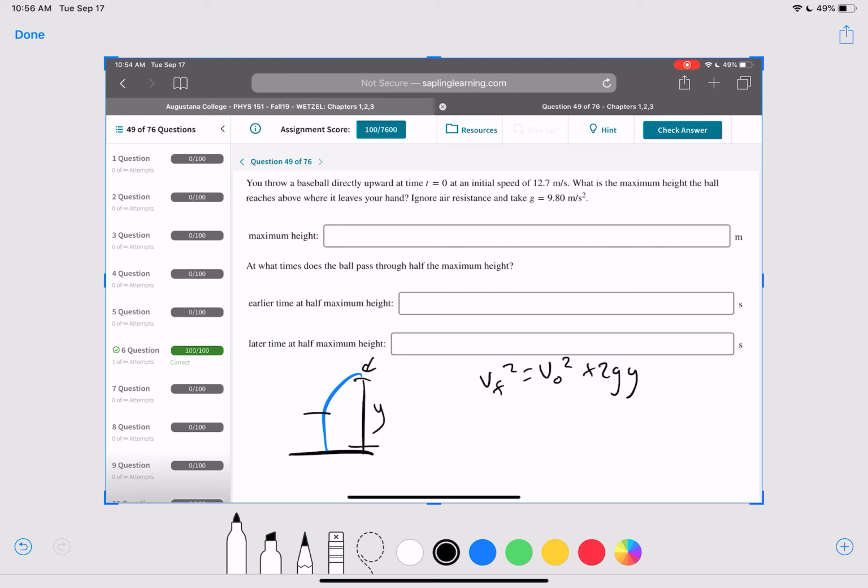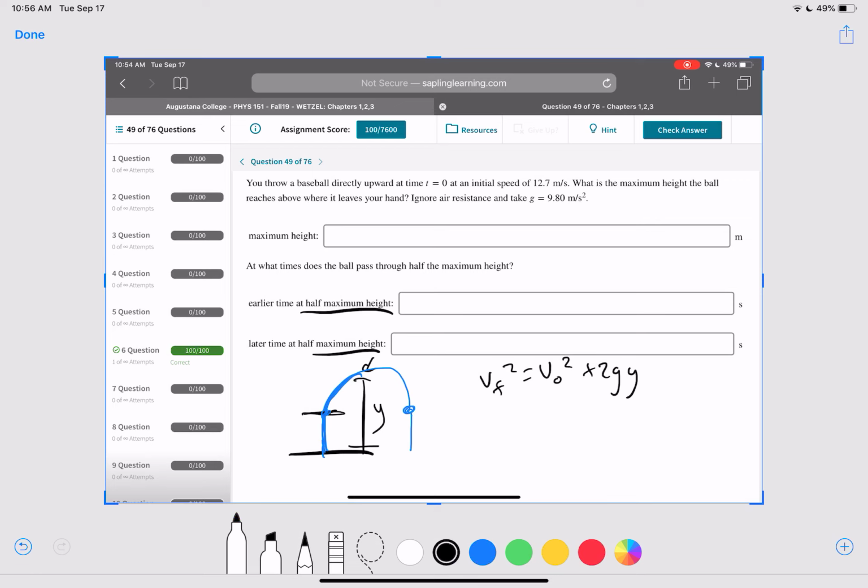Okay, but what we want is the time for half the height. So there are 2 here, and if you solve the quadratic formula, you're going to get 2 times. So plug those values in, because at what time does the ball pass through half height? As it goes up, bink, it's going to pass it. As it comes back down, boom, it's going to pass it. So solve the quadratic formula for y is half the maximum. And so how do you do that?